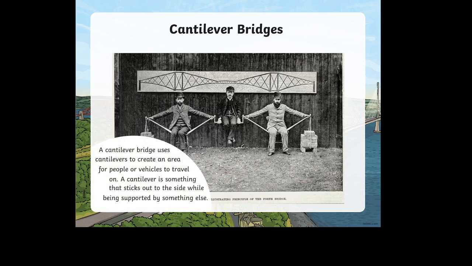A cantilever bridge uses cantilevers to create an area for people or vehicles to travel on. A cantilever is something that sticks out to the side while being supported by something else. So it's this bit here in the middle that is being supported by this pillar and this pillar all together.